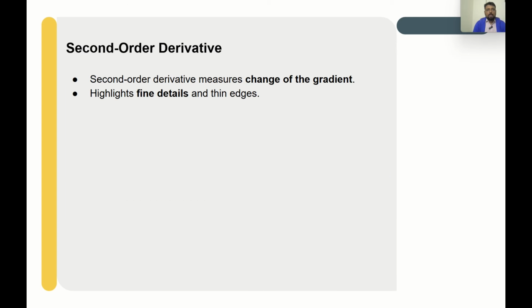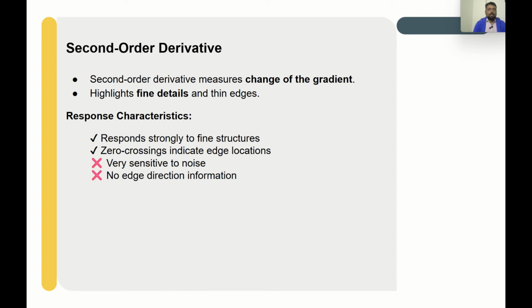Second order derivatives are nothing but the change of a gradient, and they highlight fine details. Before, if you go for the first derivative, it will give you the edge clarity. But if you go for the second order derivative, it will give you fine details also in the thin edges. Those thin edges that were not highlighted in the first order derivative will be highlighted here. So what are the responses? You can see the response is strong to fine structure, very fine lines that you are not able to identify, those you will be able to identify here.